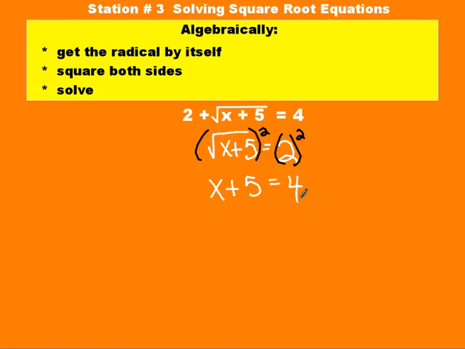So this is what I'm left with. Solve for x. I'm just going to subtract 5, and my answer is -1.